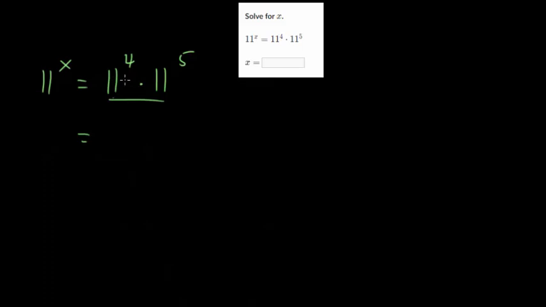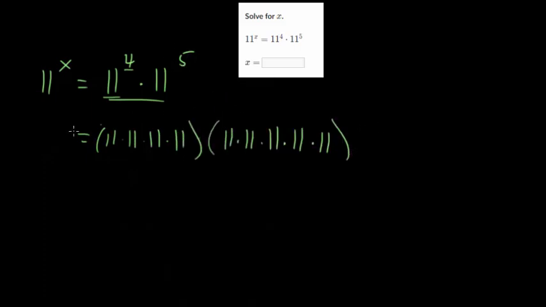We have 4 of these 11s multiplied together. So 11 times 11 times 11 times 11. And then here we have 5 of them multiplied together. And once you write it out in this expanded form, you can just count them. You have 9 of these 11s multiplied together, so we can rewrite this as 11 to the 9th. And comparing it to the other side of the equation, 11 to the x, you can see that x would have to be 9. So in the box up here, x would be 9.